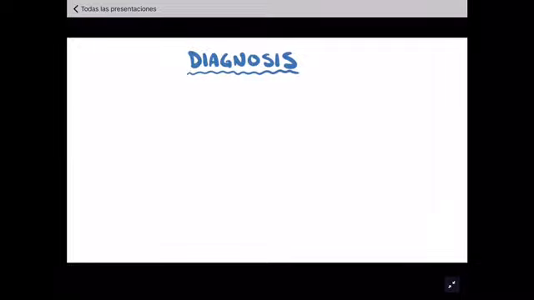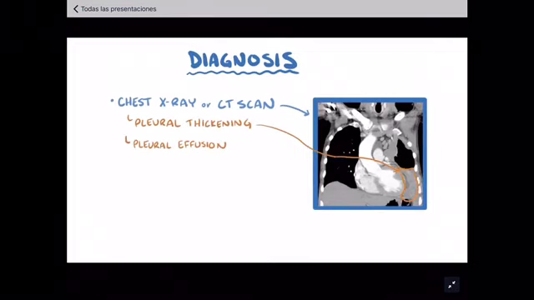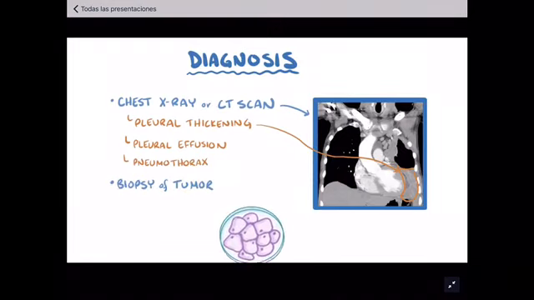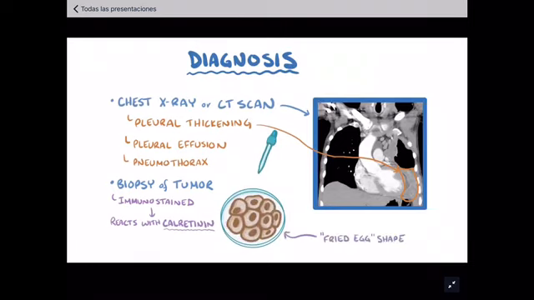Diagnosing a mesothelioma typically starts with a chest X-ray or CT scan, with key findings being pleural thickening as well as pleural effusion or pneumothorax. Ultimately, though, the diagnosis is made with a biopsy of the tumor. In suspected cases of mesothelioma, the tissue sample can be immunostained with an antibody that reacts with the protein calretinin, and this gives the cytoplasm and nuclei of the cancerous cells a distinctive fried egg shape.